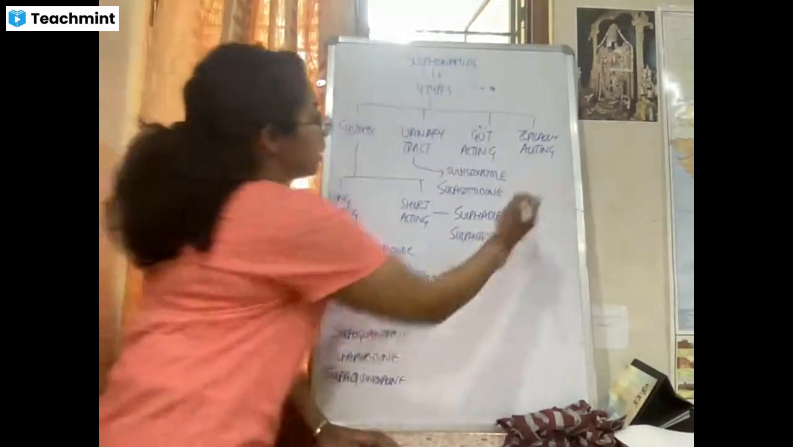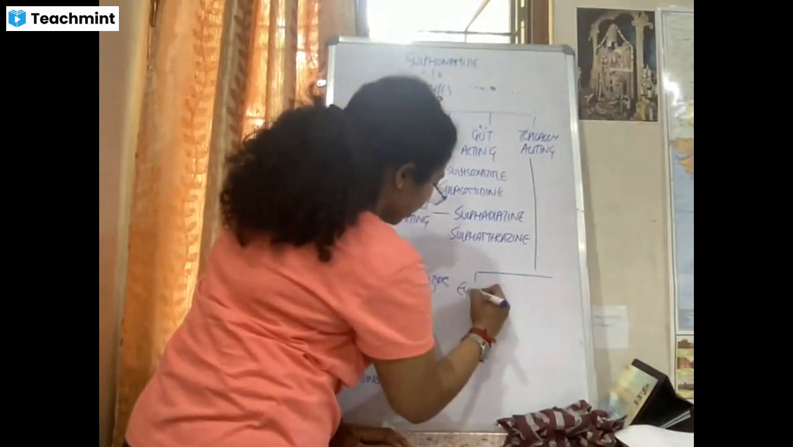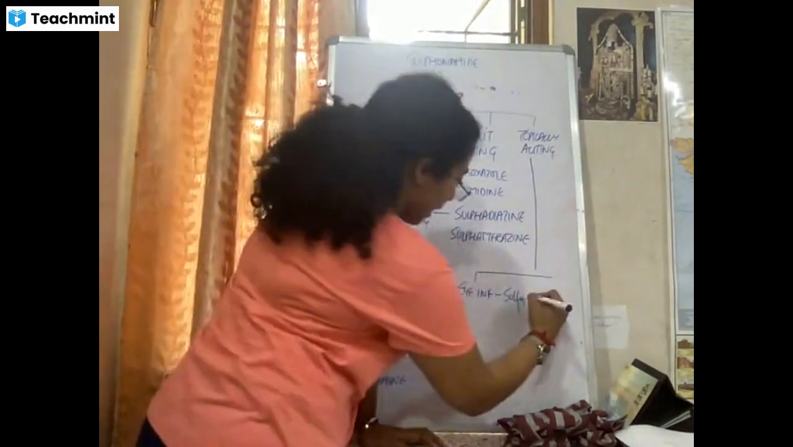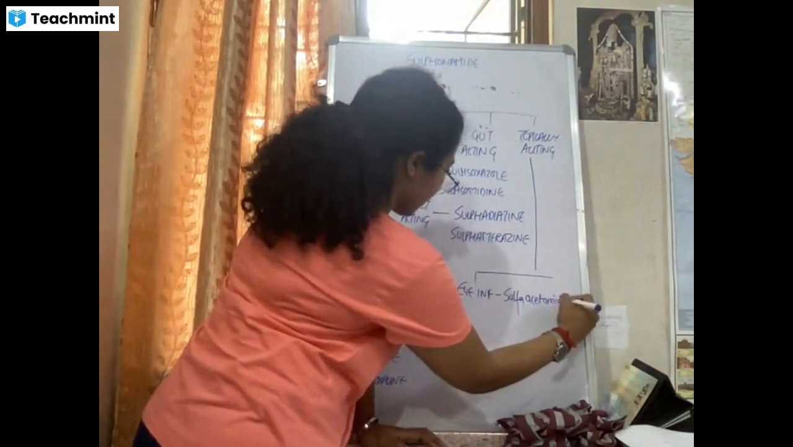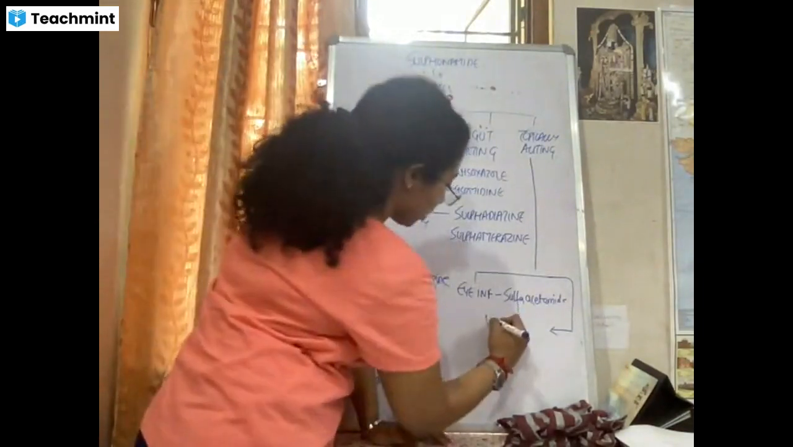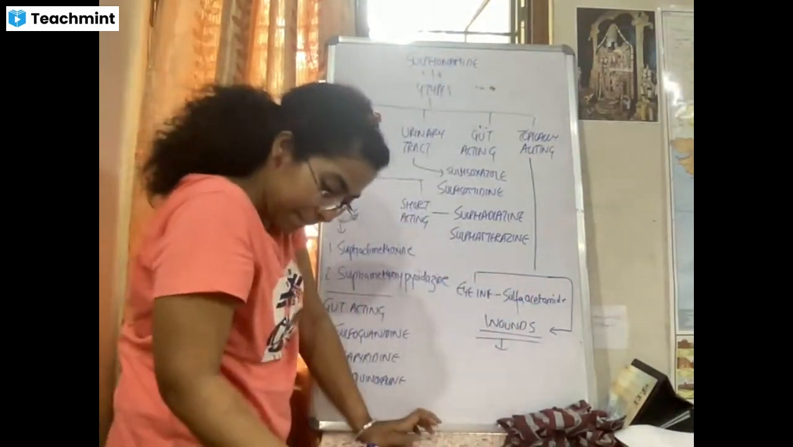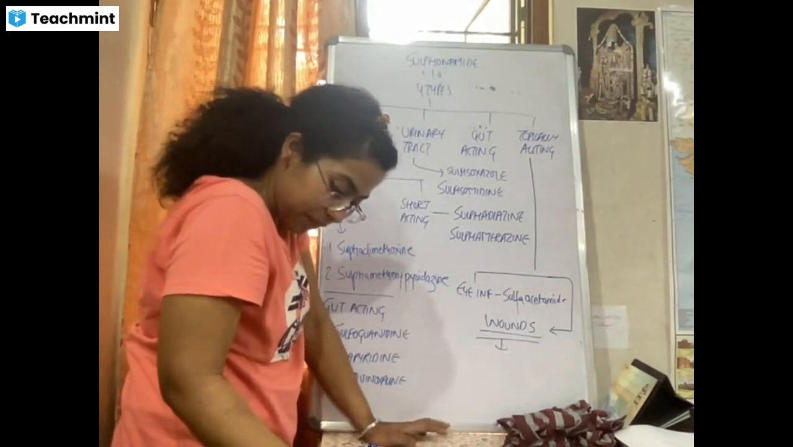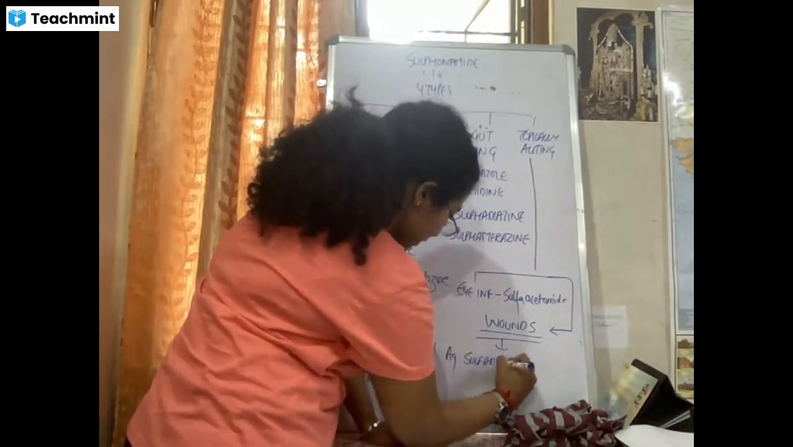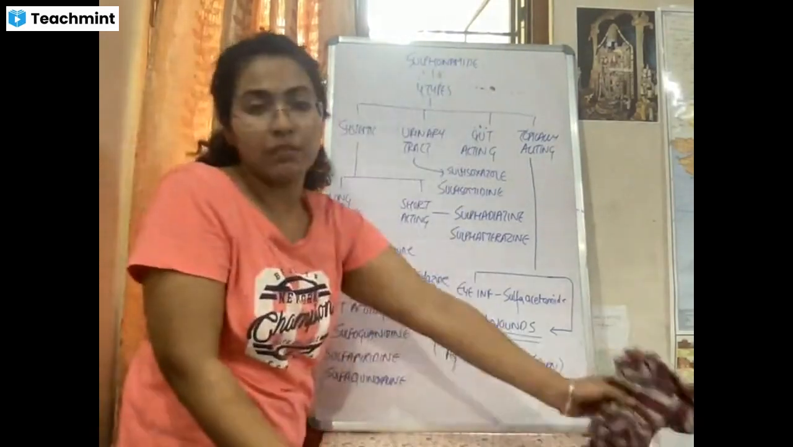Now, remaining is the topically acting. If we divide the topically acting, for the eye infection we have sulfacetamide. And for the wounds, we have silver sulfadiazine, which is very good for burns.